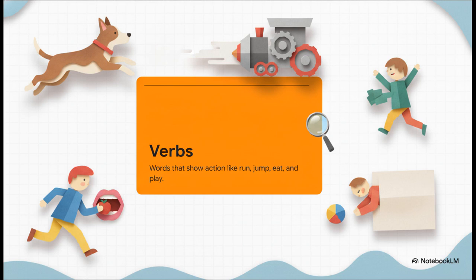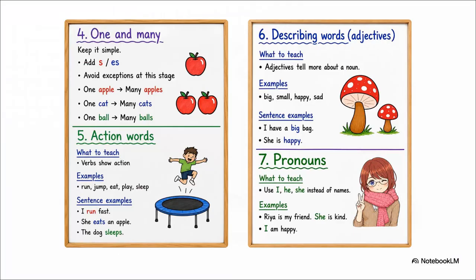If you have a noun, like dog, it just kind of sits there until you give it a verb. But when you add sleeps, suddenly you have a complete picture. The dog sleeps. And this brilliantly illustrates how we pair verbs with adjectives or describing words to paint a much clearer picture. Adjectives tell us more about our noun. Is the bag big or small? Is the person happy or sad?